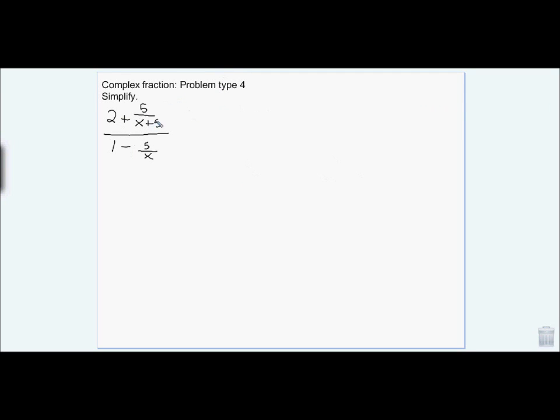Okay. Complex fraction problem type 4. We have a whole number and then a fraction made up with a variable expression. If you recall, a couple slides ago, we talked about changing a whole number into a fraction. We pick the denominator and we multiply. So this is going to be 2 times x plus 5 over x plus 5, plus 5 over x plus 5.